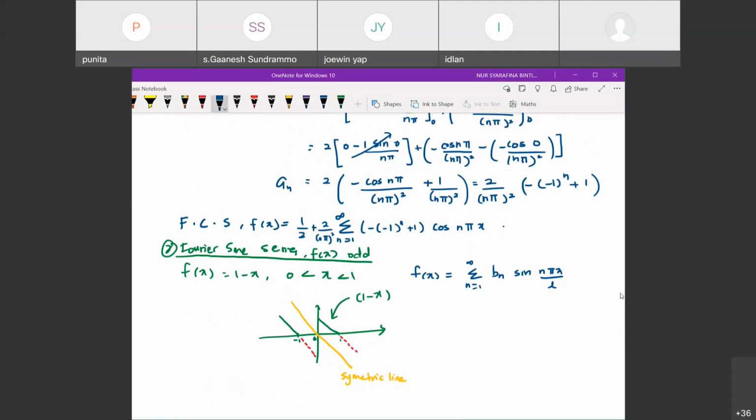So for this case, this is odd. Now we just find the Fourier sine series where we have to find only Bn. Okay, where your Bn is equal to what? From 2 over L, L is 1, 0 to 1, f(x) is 1 minus x, same function, okay, sine n pi x over L, L is 1, dx. So again, integrate. All right, is that clear?